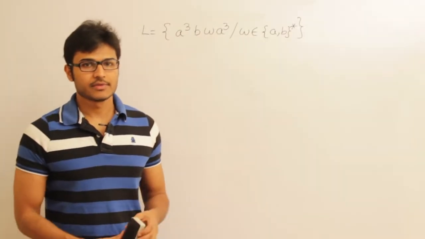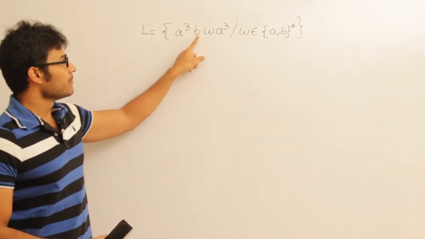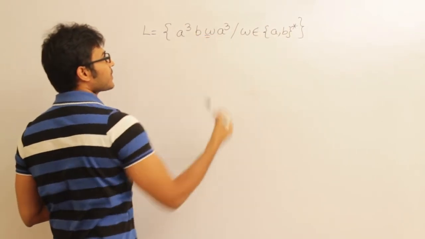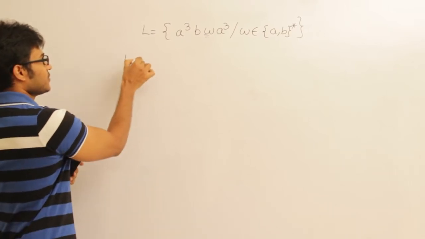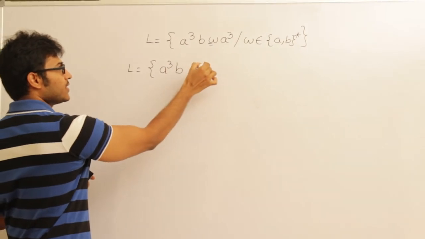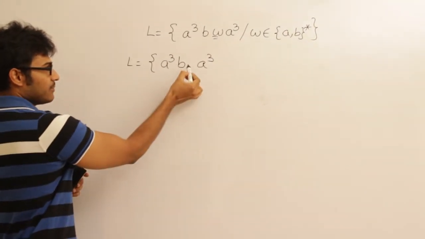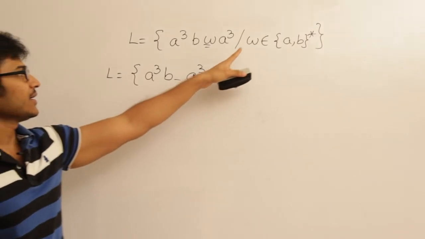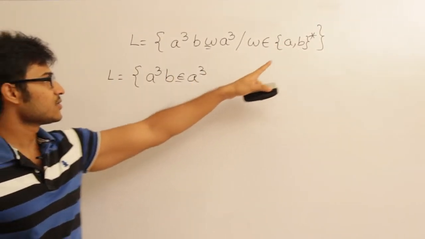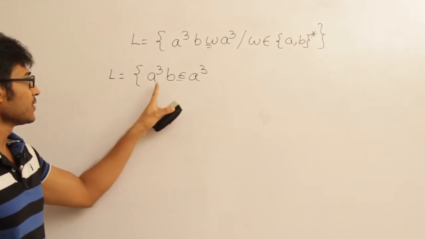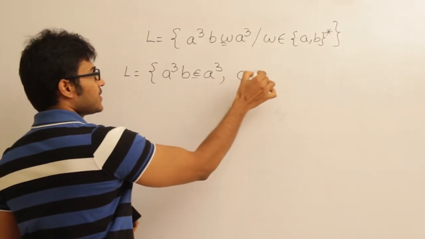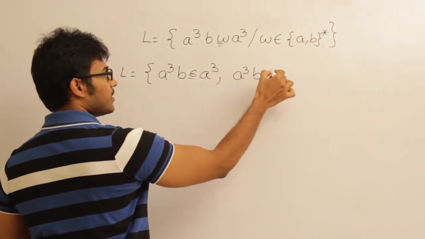Let us consider the problem where the language is a cube b w a cube, and this w can be anything, which means the language has to contain a cube followed by b, and it should end with a cube, and in place of the w you can take anything from this, which means you can even take epsilon. Whenever they say star, it even contains epsilon. Therefore the smallest string is a cube b a cube.